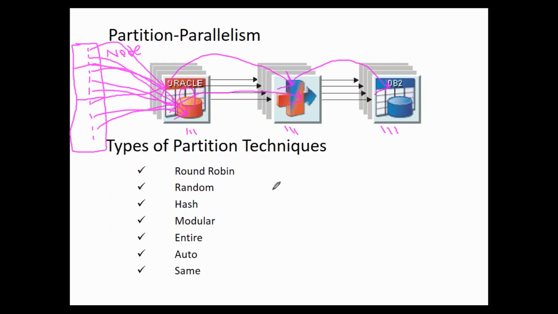In the previous pipeline parallelism, we could process only 3 records at any point of time. Here we process 9 records at any point of time. Right? Any questions?